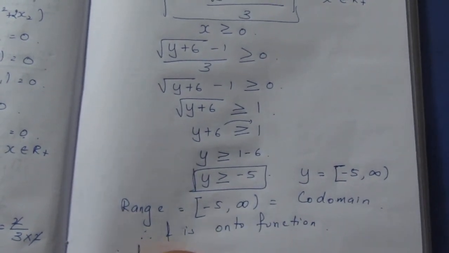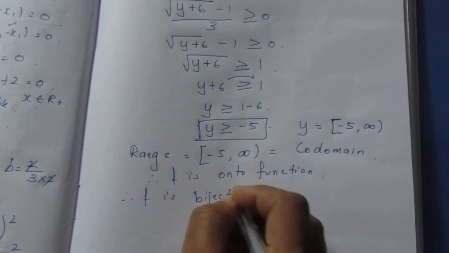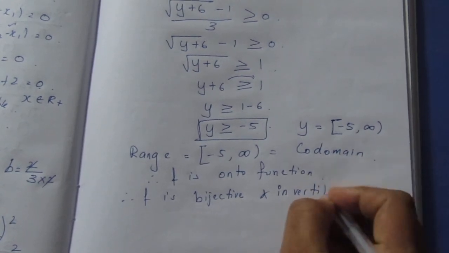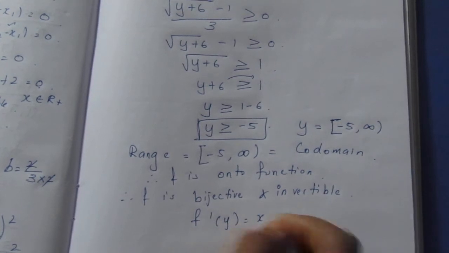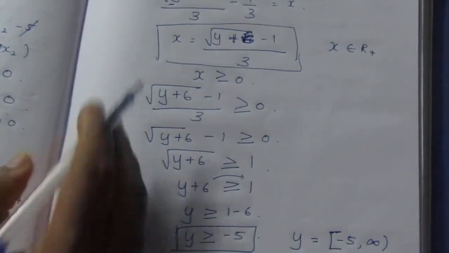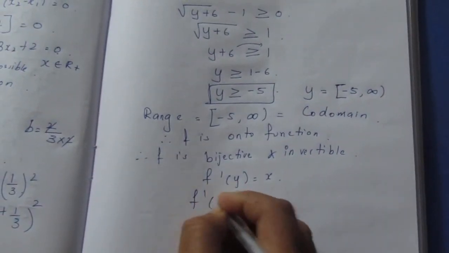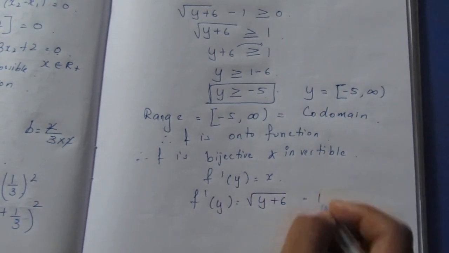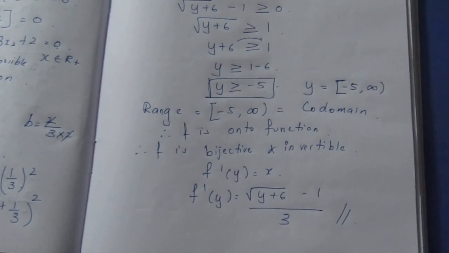And f is also bijective and invertible. If it is invertible, f inverse of y is equal to x. We know the x value which we have found here, so write the x value here. So f inverse of y is equal to root of y plus 6 minus 1 by 3, which we needed to prove. We have proved it.